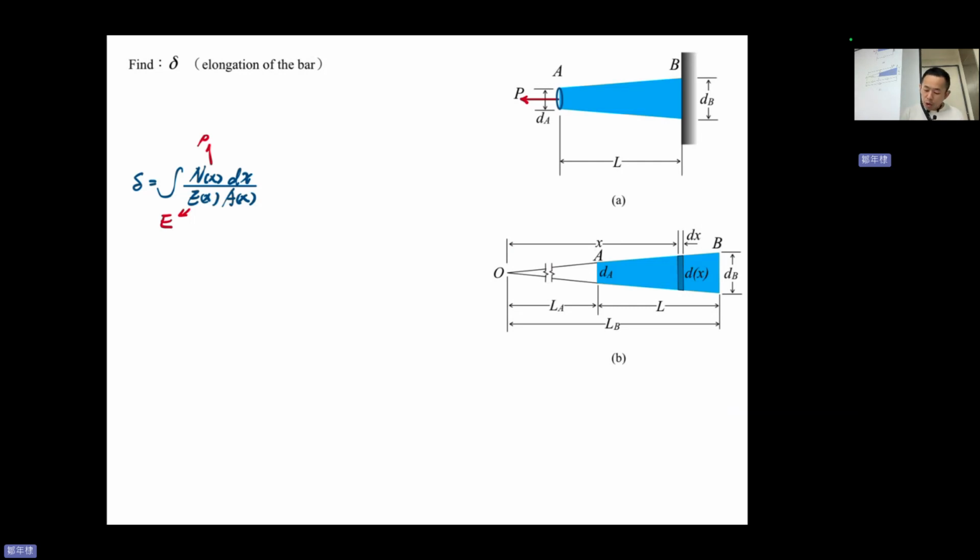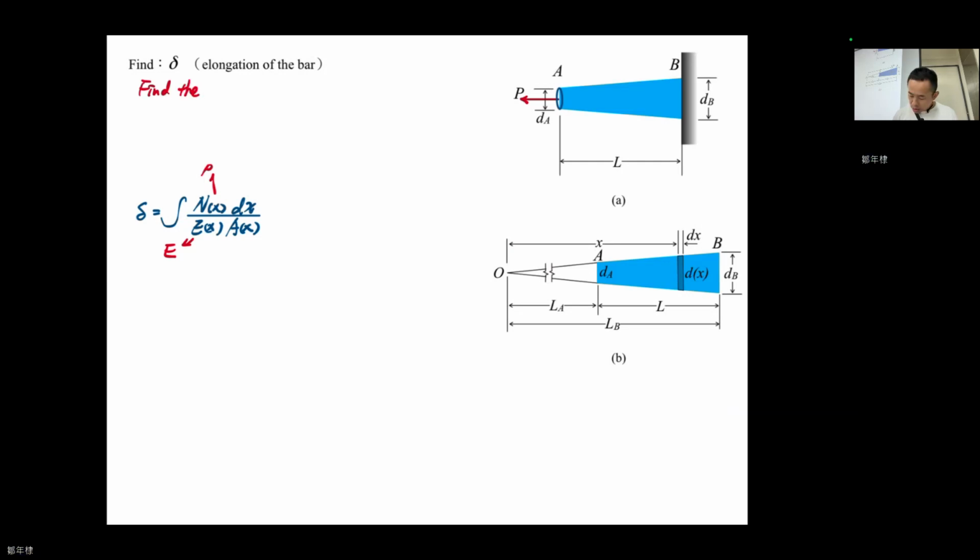All right, so all you need to worry about is Ax. So how can we find the Ax? Okay, so firstly, we need to find the relationship between A and x, okay, which means A of x.